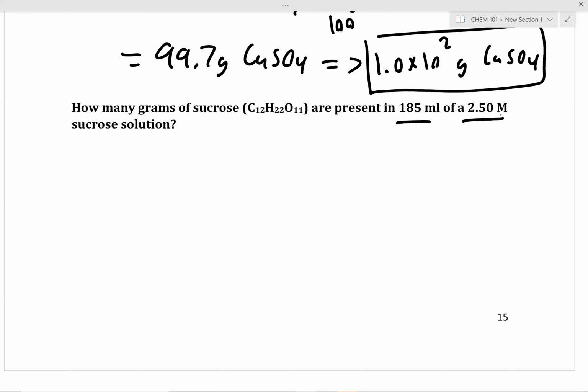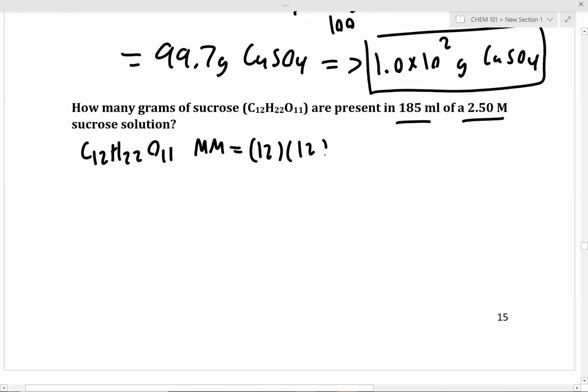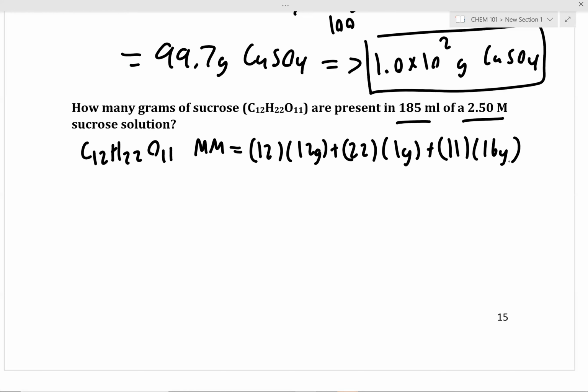So I saw a lot of reasonable answers provided for this section. So let's now talk about this problem, and let's talk about a few aspects of this problem. So first things first, let's take our formula and let's calculate our molar mass. Let's just have that piece of information handy. So to calculate our molar mass, we'll take the mass of carbon times the number of carbon atoms, plus the mass of hydrogen times the number of hydrogen atoms, plus the mass of oxygen times the number of oxygen atoms. So we have 12 times 12 plus 22 plus 11 times 16. And that gives us a molar mass of 342 grams per mole.